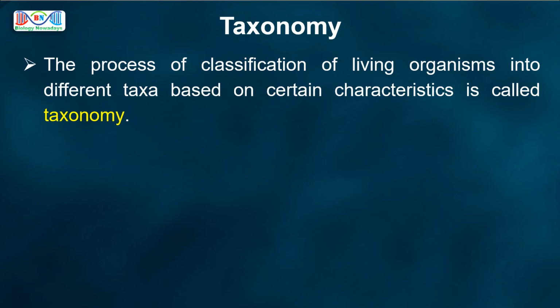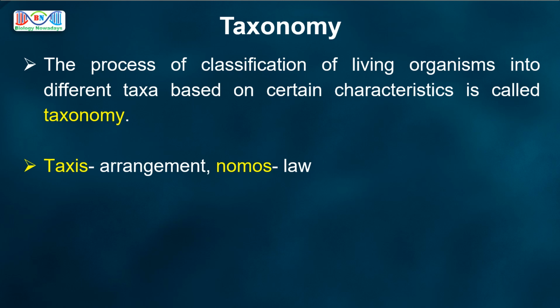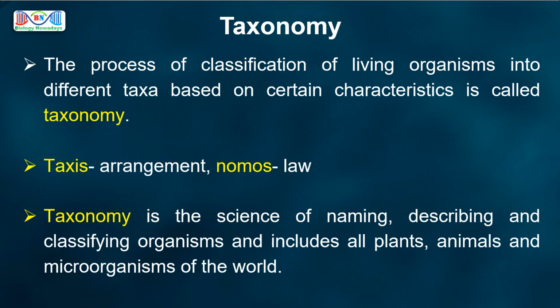The process of classification of living organisms into different taxa based on certain characteristics is called taxonomy. The term taxonomy is derived from the Greek word taxis, which means arrangement, and nomos, which means law. Taxonomy is the science of naming, describing, and classifying organisms and includes all plants, animals, and microorganisms of the world.